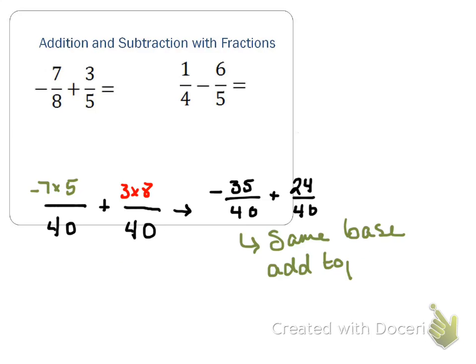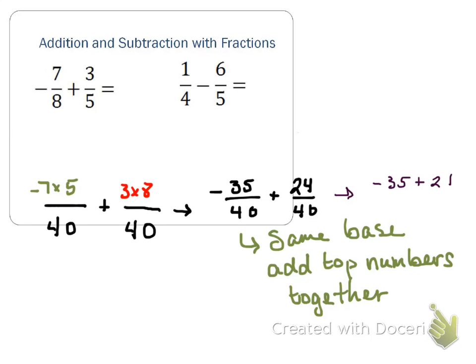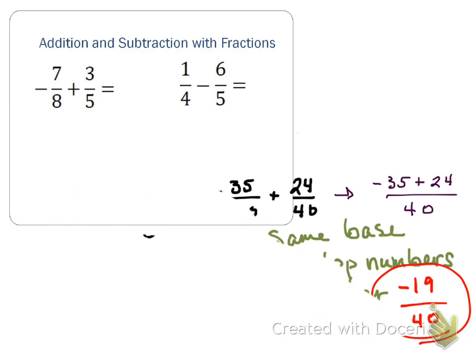Now that I have the same denominator, 40 and 40, we can add the top numbers together. You keep the denominator the same, so your answer is going to be over 40. So negative 35 plus 24, we get negative 19 over 40.